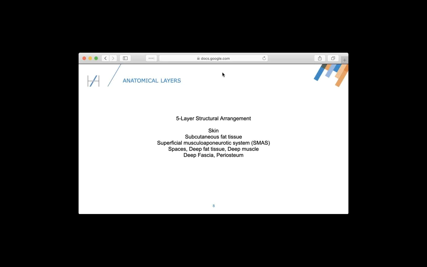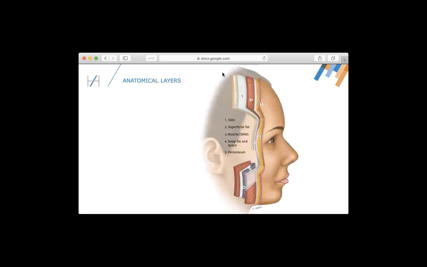And I think when we talk about this, it really helps. Whenever I do my treatments, I'm thinking, what layer am I in? Am I in layer 4 here? Am I in layer 2 here? And it really helps refine why we're doing things the way we are. So the 5 layers of the face: we've got skin, your superficial fat at layer 2. Layer 3 is your SMAS.